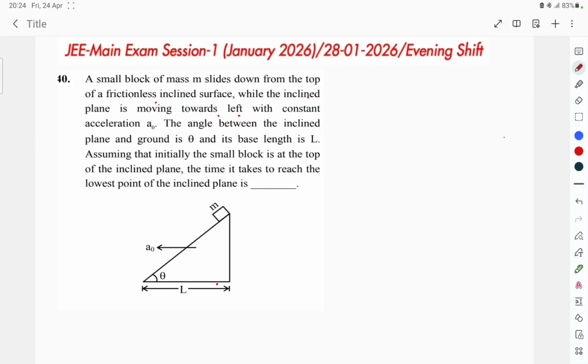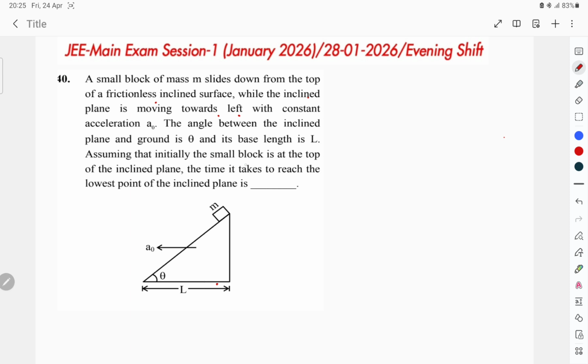Let's see this question. A small block of mass m slides down from the top of a frictionless inclined surface while the inclined plane is moving towards left with a constant acceleration a0. So here the block is placed on the smooth surface, and this wedge is moving towards left with an acceleration a0. The angle between the inclined plane and the ground is theta, and its base length is L.